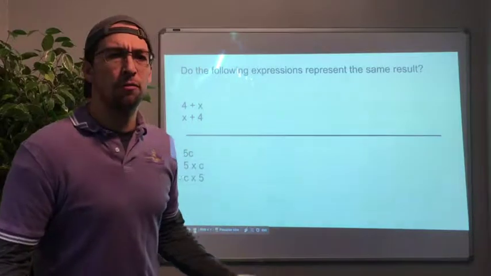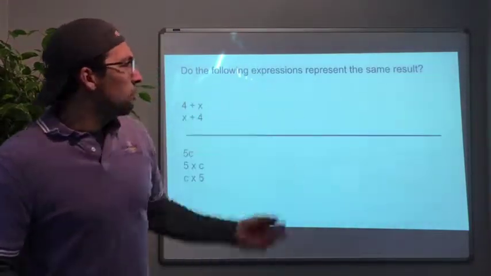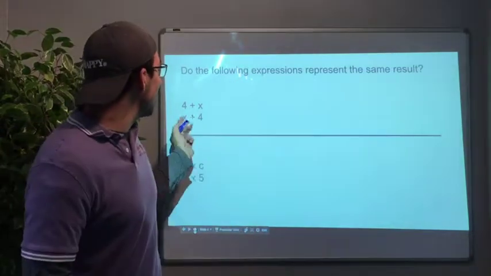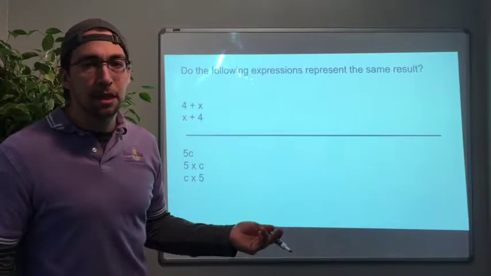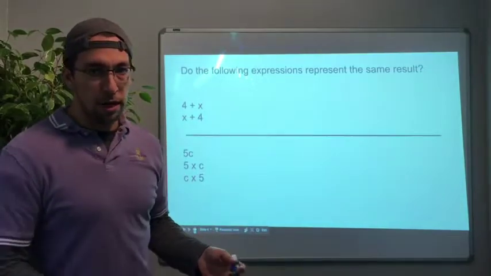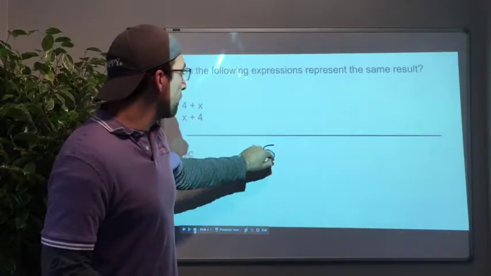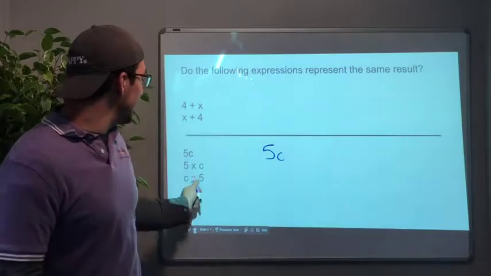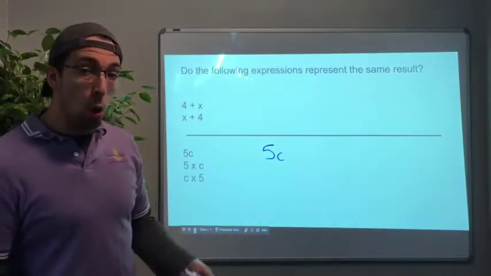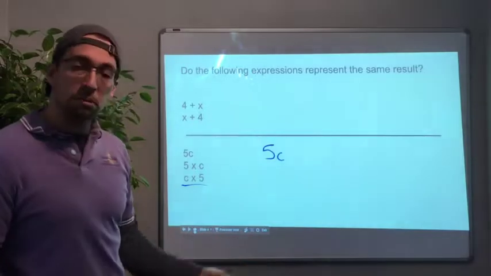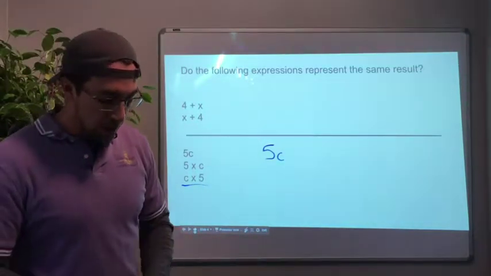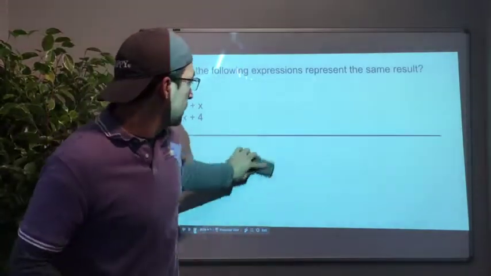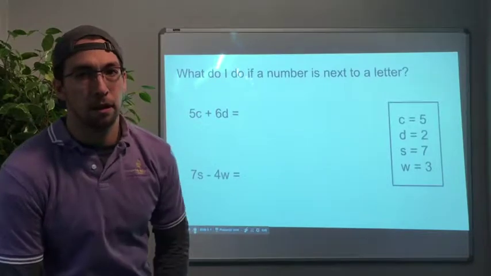All right, we'll give just a few more examples. Do the following expressions represent the same result? Yes, they do. It's just the same. 4 plus x is the exact same thing as saying x plus 4. And like I said earlier, if you put a number, 5, right next to a letter c, it means you multiply it. So 5c is the exact same thing as saying 5 times c or c times 5, right? It's the exact same thing. All of those, this couple and this triplet, are the exact same expression.